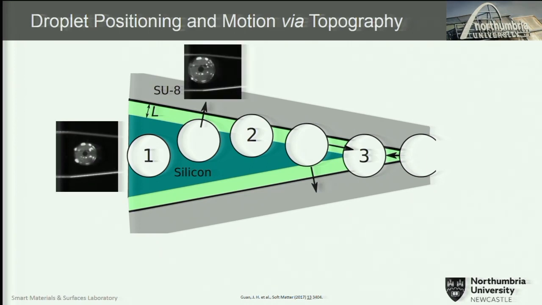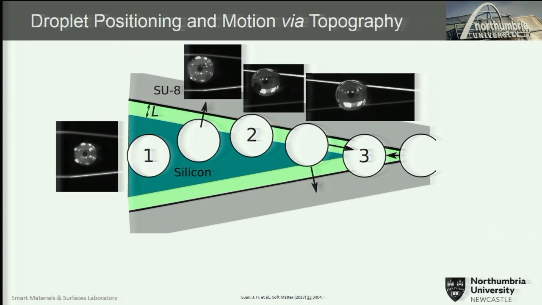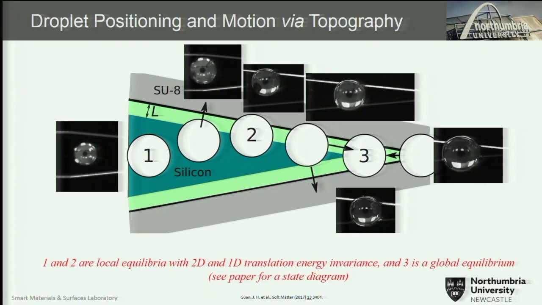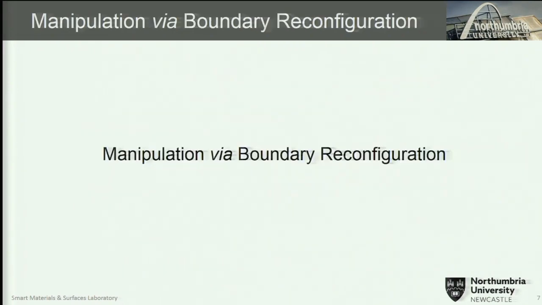And so you can see this is a video on loop, just showing it being pulled in. That's one on the wall, that's one there, being pulled to a position, that's pulled to a position there. And so you've really got 2 local equilibria, with 2D and 1D translational energy invariance, and then you've got a global equilibrium in there. You could design where that equilibrium position will be by altering your opening angle of your wedge, altering your depth, altering the size of the droplet. So topography can be used. You could do a phase diagram, and that's in the Soft Matter paper.